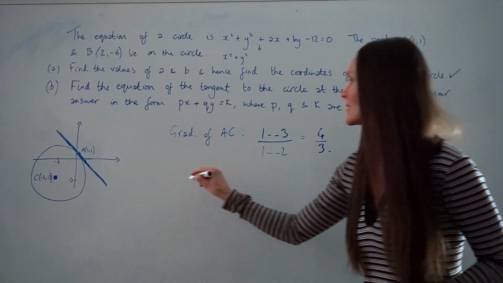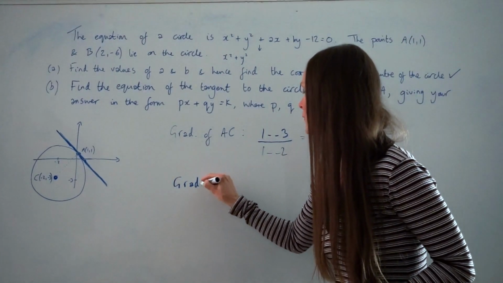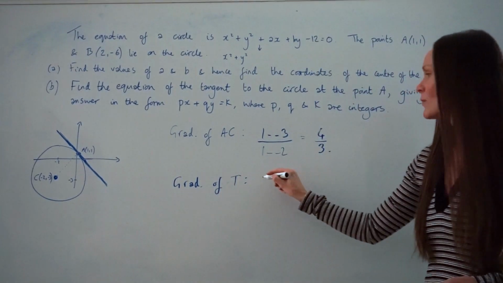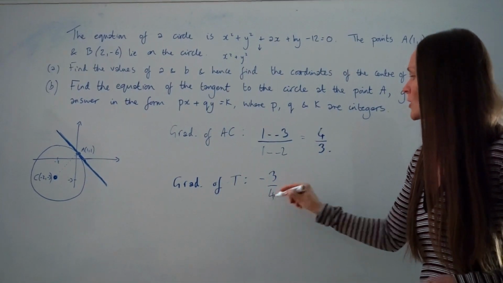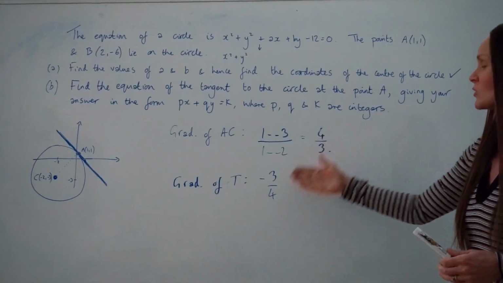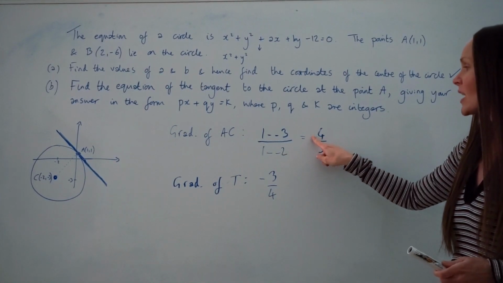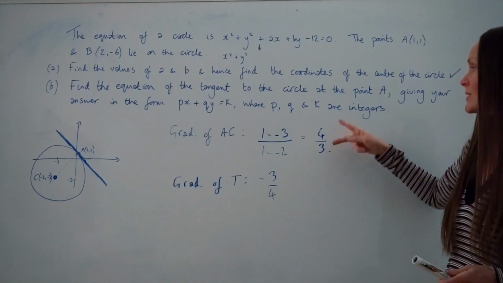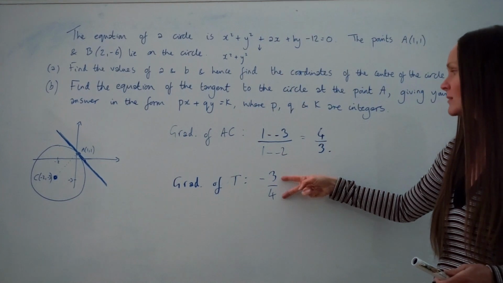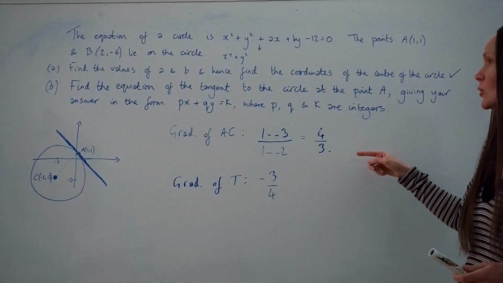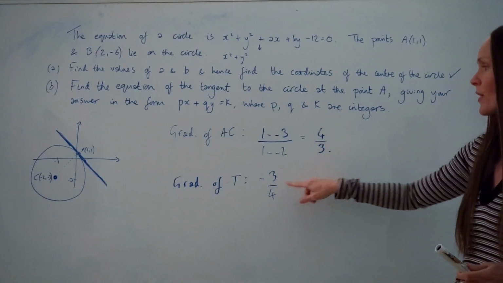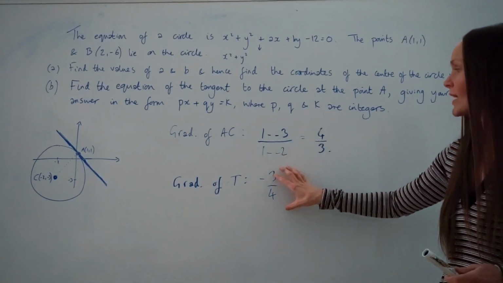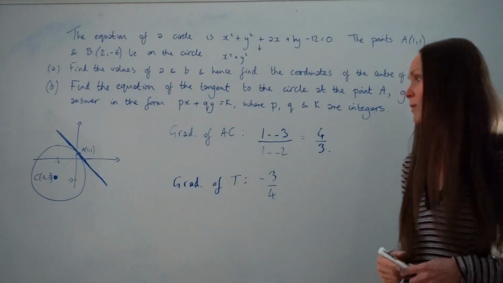So the gradient of the tangent is going to be -3/4, okay? The easiest way to remember how to work out the gradient is the sign will always change if the line is perpendicular like this, and then you find the reciprocal, so the fraction will switch upside down. Alternatively, you could divide -1 by 4/3 and it would give you -3/4, okay? Because remember, these two gradients have to multiply to give -1, okay?